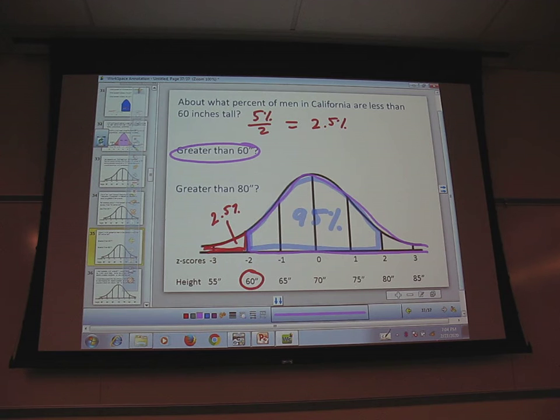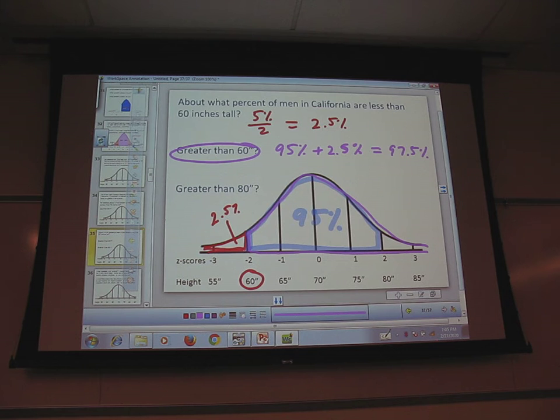Greater than 60 inches. How'd you find it? What's the probability that you're in the pink range? 97.5. Why? How'd you find it? 0.95 plus 2.5. Okay, so you could do that. You could say the other end must be over there. 97.5%. You're adding this 95% plus this part over there.